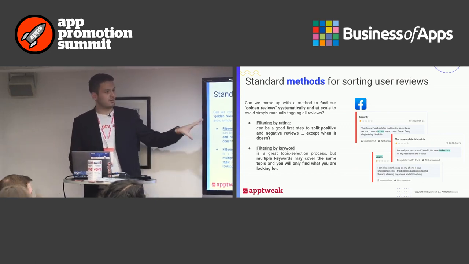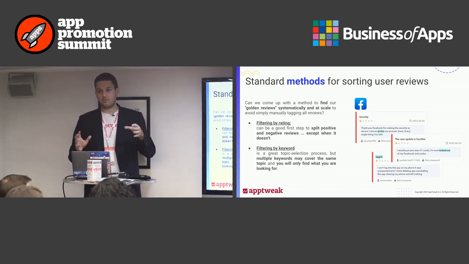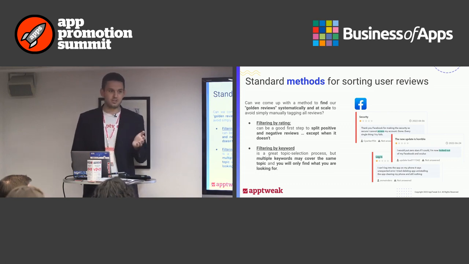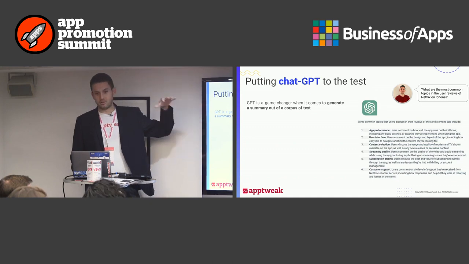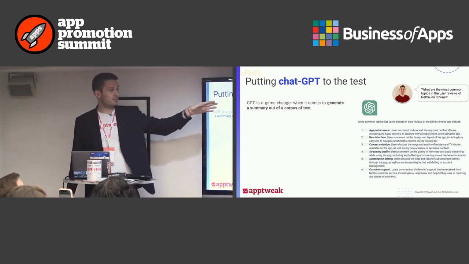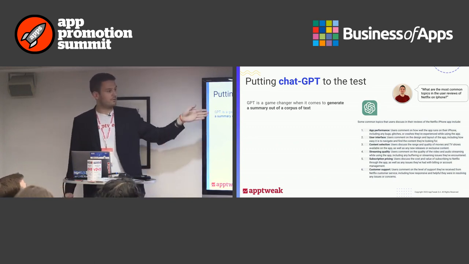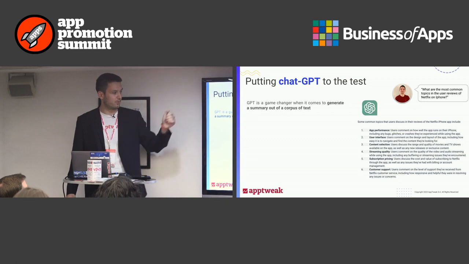So basically, this is where we were standing, where the data science team came in. What we want is to have another automated way to find topics in a set of reviews. And the first technology to which we turned, and I think a lot of people are turning to it recently, is ChatGPT. So we have put ChatGPT to the test for this particular topic. For instance, we asked ChatGPT for Netflix to list the most common topics that we can find in the reviews of the app on iPhone.